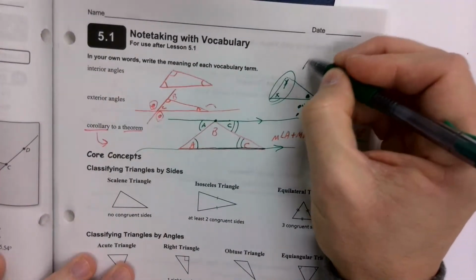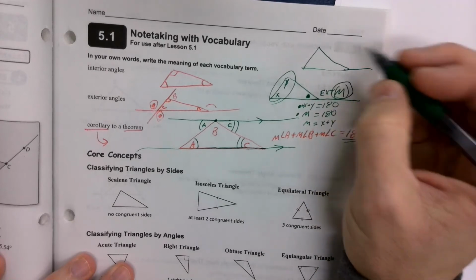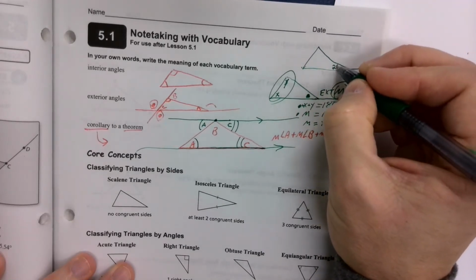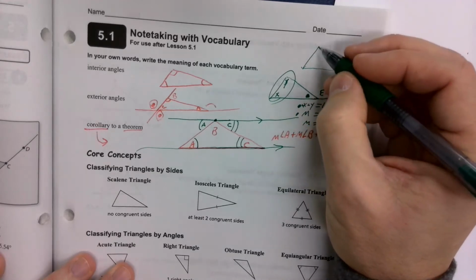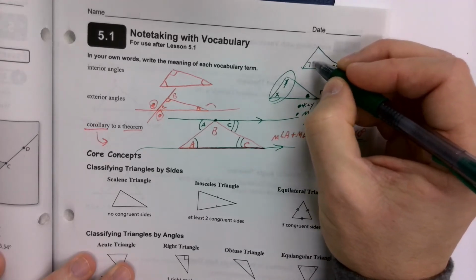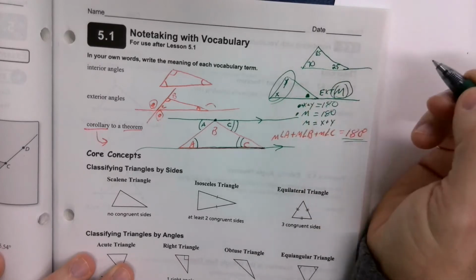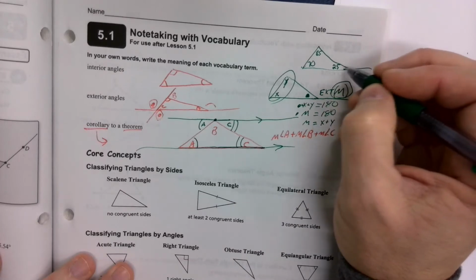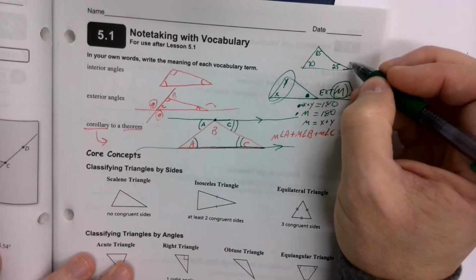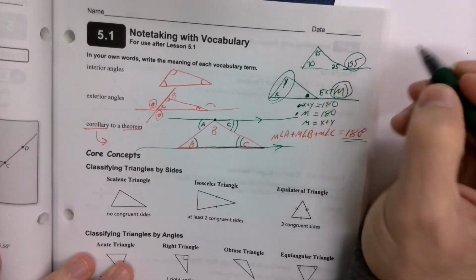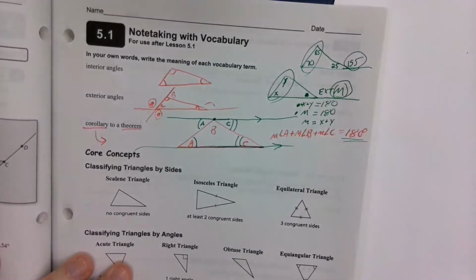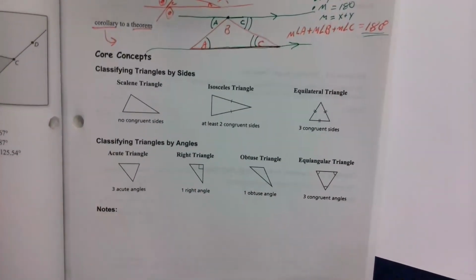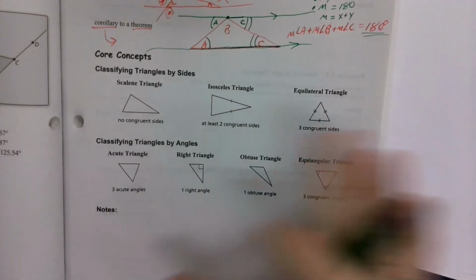So I'll give you a quick little number scheme here. If this is 25 degrees and this is 70 degrees, and this is 85 degrees, that adds up to 180. If this is 25, then these two form a linear pair, and that means that this has to be 155 degrees. And you can see that 155 degrees is the sum of those two angles. Okay? So we're going to talk now about triangles and how to name them.